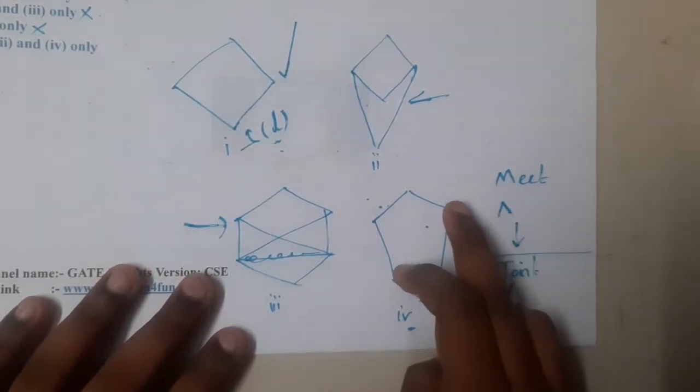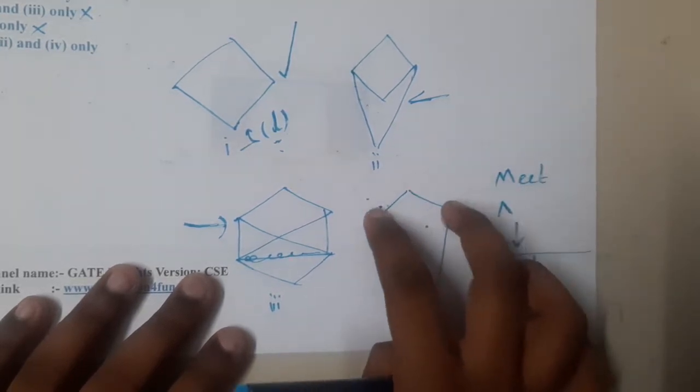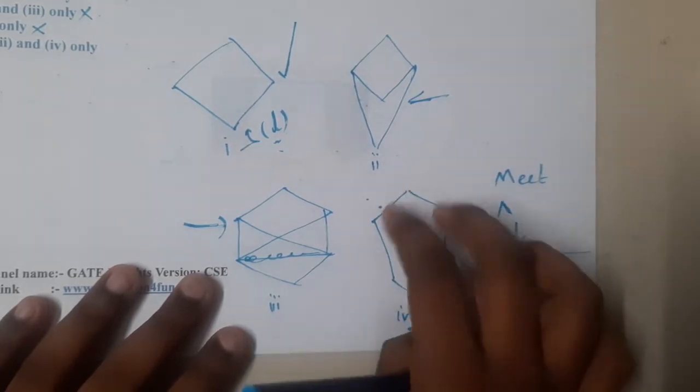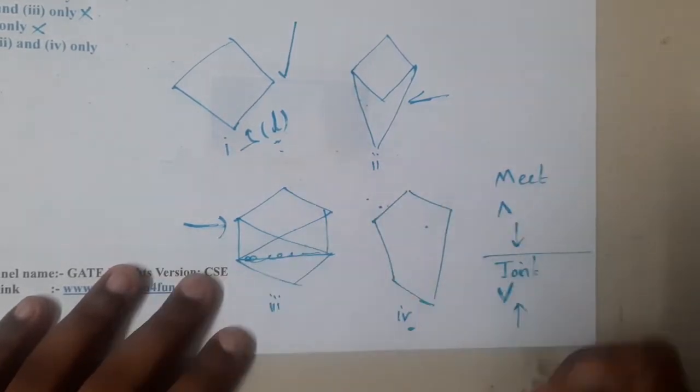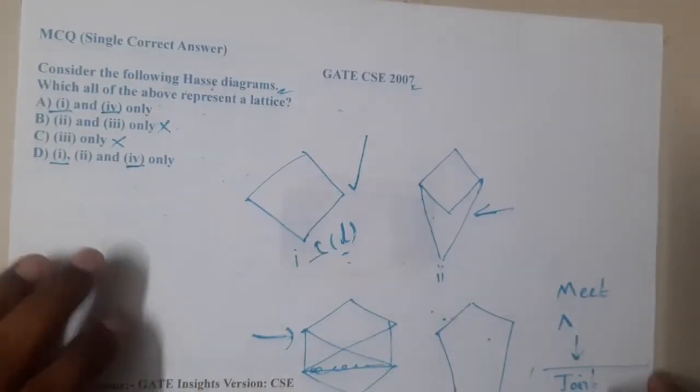So for these two, the join is this. For these two, the join is this. For these two, the meet is this. For these two, the meet is this. So for any point I am taking, I am getting a proper meet and everything. With that conclusion, I can say that the fourth one is also a lattice.